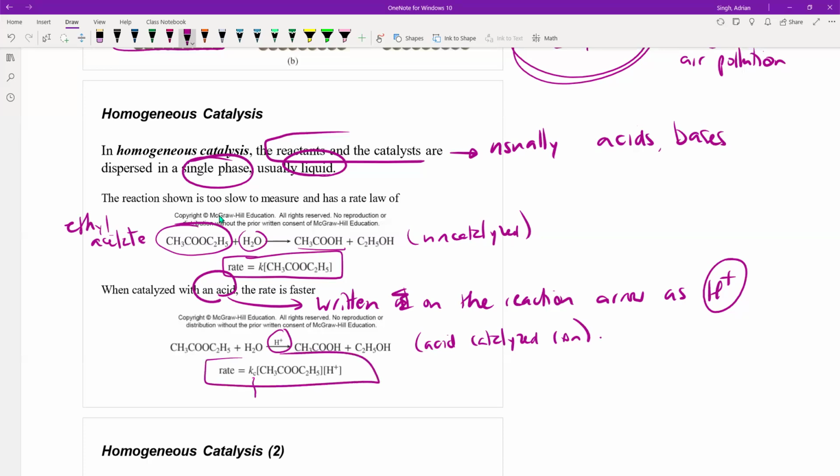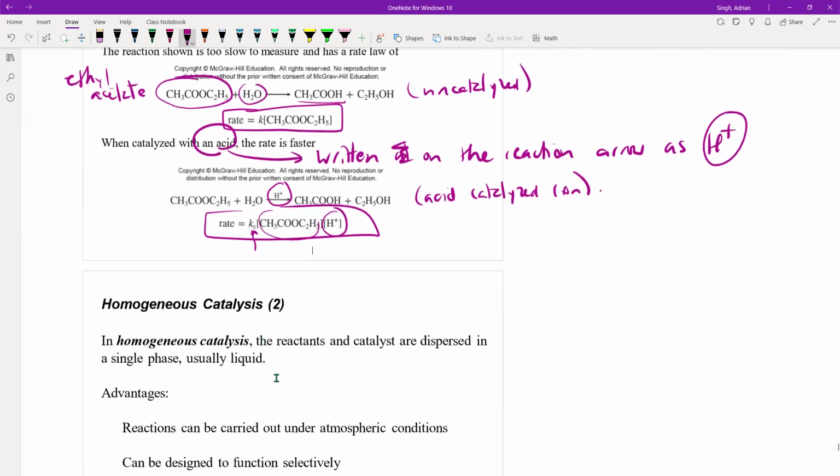So there's the subscript that tells us it's a catalyzed reaction. And then we have the ethyl acetate, but then we also see that the rate here is actually dependent on the amount of catalyst, in this case, the acid that we have present as well. All right, so all of this is happening in the same phase, in a liquid phase or aqueous phase, for instance. So that's what makes it homogeneous.